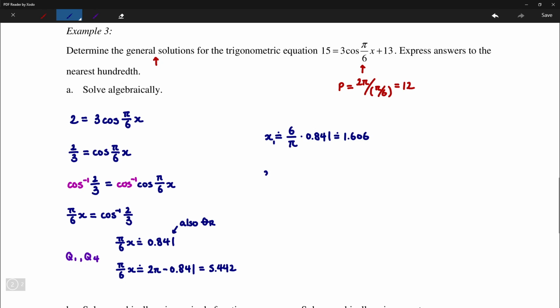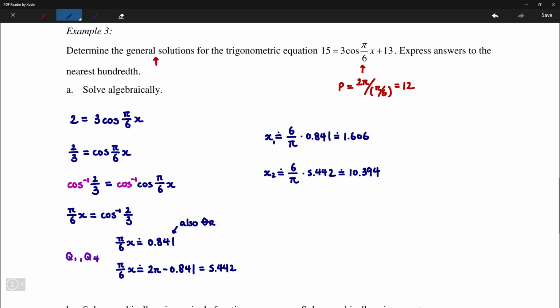The second answer is going to be very similar. We'll have 6 over pi multiplied by 5.442, and that will give us an approximate value of 10.394. Okay, so these are specific solutions in the question.